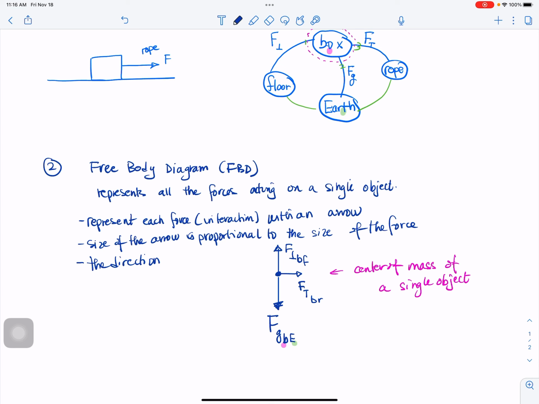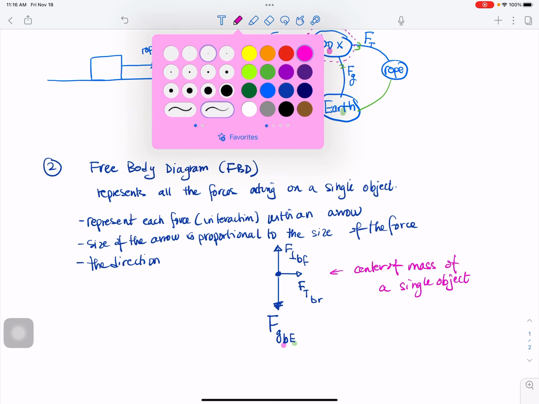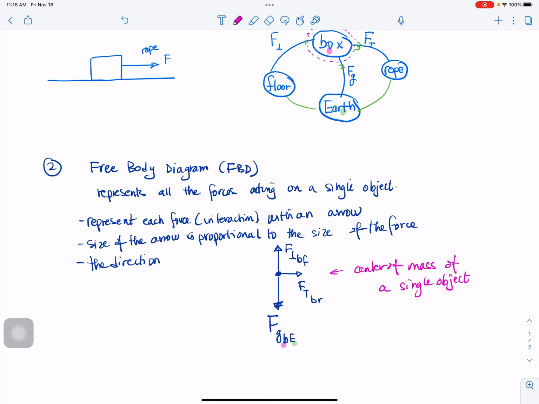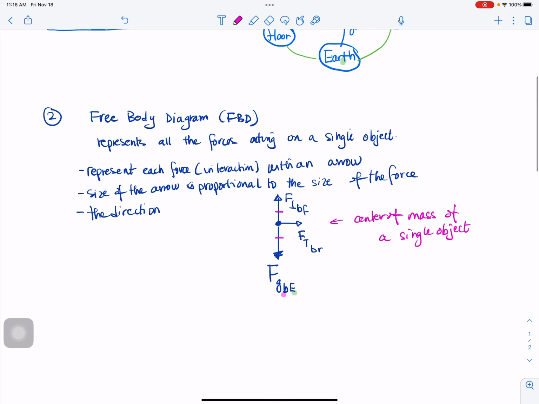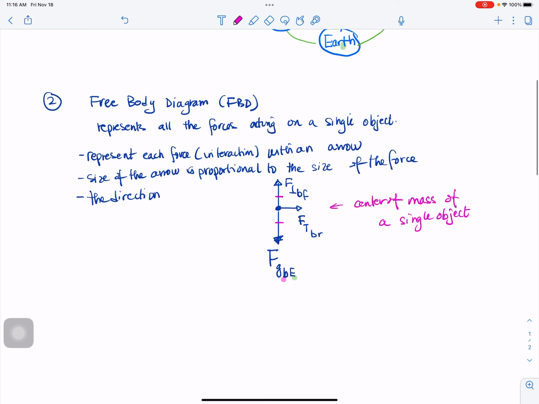The last thing I do is put congruency marks when I have pairs of forces that are the same size. So in the vertical direction, those two forces are the same size. I do not have to put congruency marks on every single object. They don't always go there.